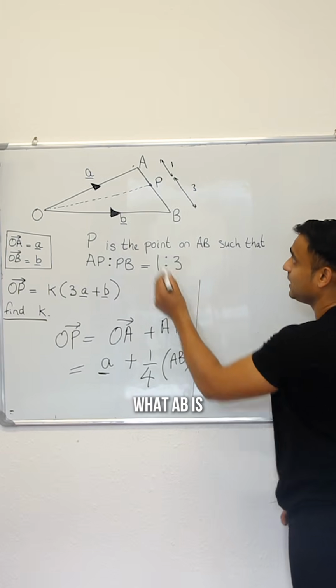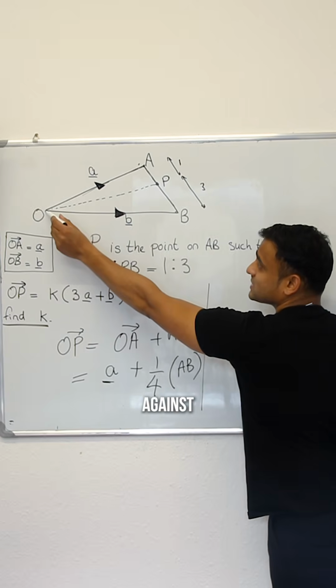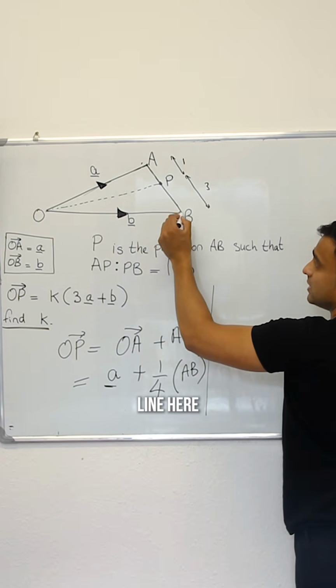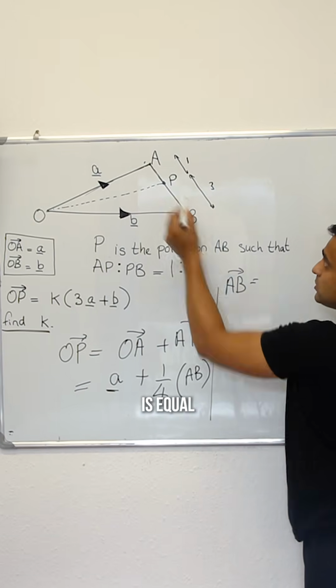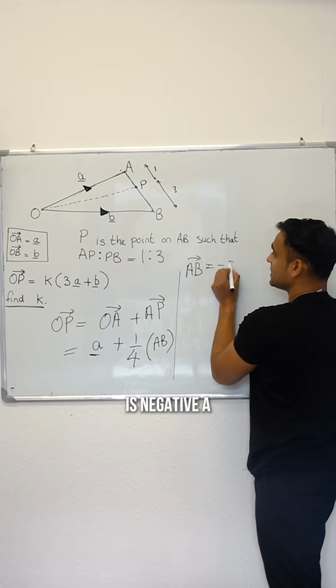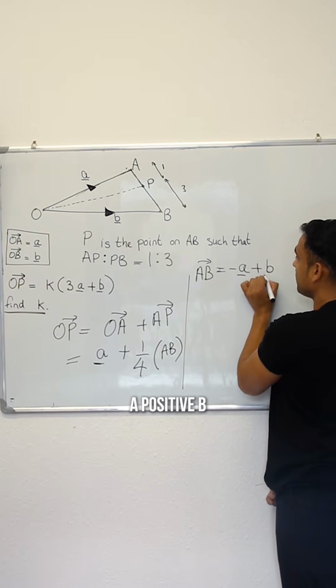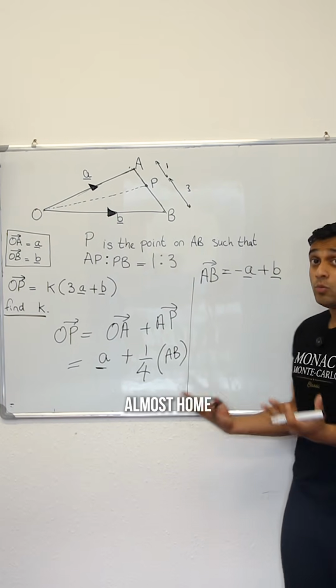So to find out what AB is, we just follow the routes. Look at the route here is going against this line here and following this line here. So in fact, AB is equal to negative A, because it's going against the arrow, plus B. And because it's following the arrow, it's going to be a positive B. Once you have that, then you're almost home and dry.